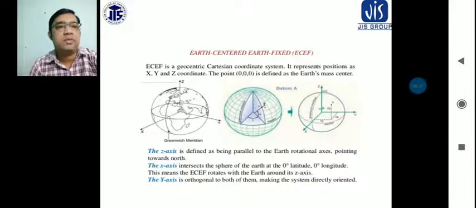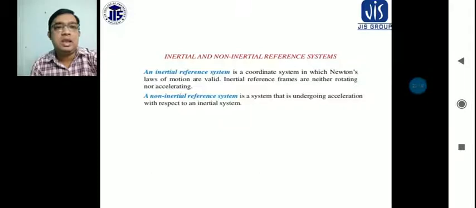Basically this is the third figure you have to consider, with the datum and the z-axis, and the x and y-axes, where the y-axis is orthogonal to both of them, making the system directly oriented. Then the inertial and non-inertial reference systems will be discussed.